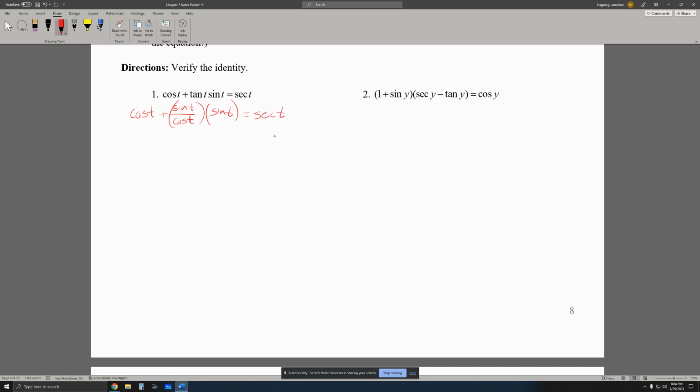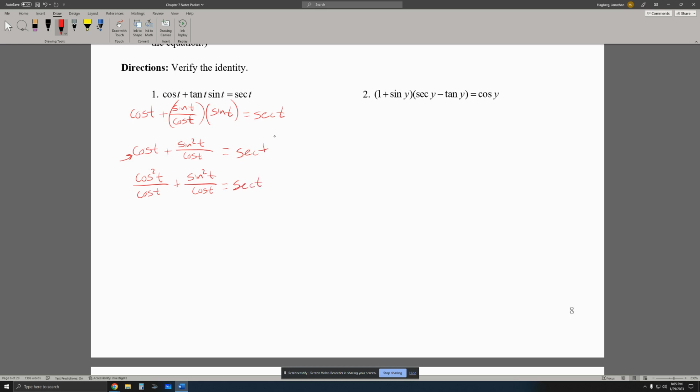All right, so now I'm going to multiply those sines together, and I get cosine t plus the sine squared of t over cosine t. Okay, I want to get a common denominator, so I'm going to multiply this first term here by cosine t over cosine t. So I'm going to get cosine squared t over cosine t. And I'm going to add that to the sine squared t over cosine t. And I almost forgot, let's bring down secant t.